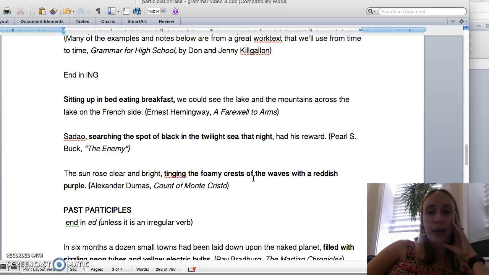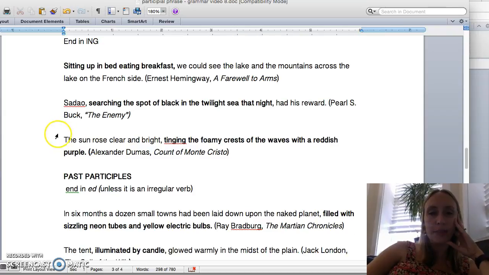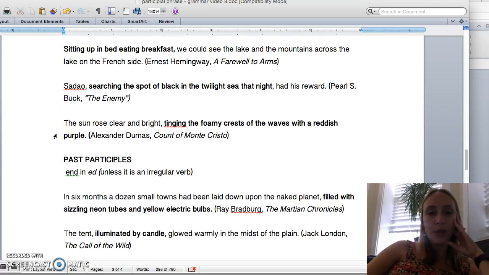Sitting up in bed eating breakfast, we could see the lake and the mountains across the lake on the French side. From A Farewell to Arms, present participial phrase starting that sentence. Said Tao, searching the spot of black in the twilight sea that night, had his reward. Participial phrase between the subject and the verb here, in a sentence by Pearl S. Buck. The sun rose clear and bright, tinging the foamy crests of the waves with a reddish purple. Present participial phrase ending the sentence by Alexander Dumas.